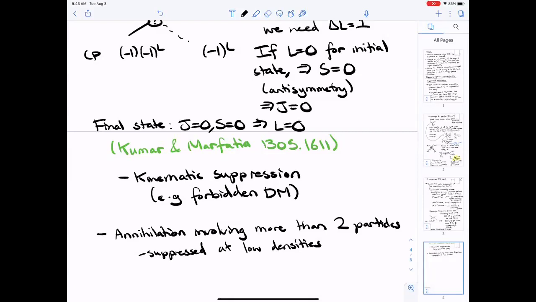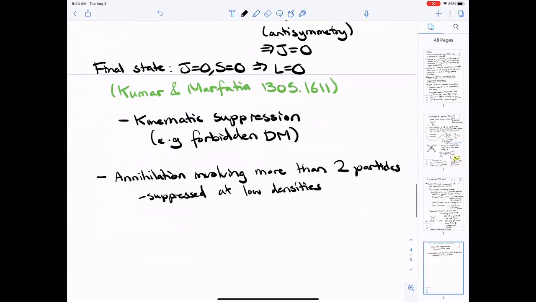So these indirect detection signals are never a guarantee, but we can take models and ask, are they likely to have interesting indirect detection signals? There was one other option that I wanted to mention. No, okay, I think I'll mention that in the next section. So broadly speaking, this is how I would categorize the set of models that are really hard to see in indirect detection.